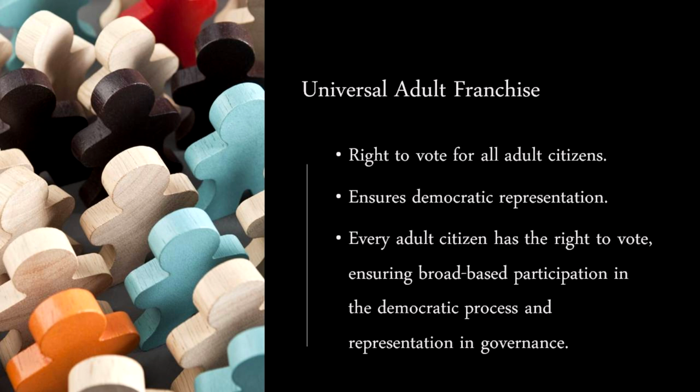Another feature is the universal adult franchise, the right to vote for all adult citizens. This ensures democratic representation. Every adult citizen has the right to vote, ensuring broad-based participation in the democratic process and representation in the governance. Not only do you have a right to vote, you also have the right to contest the elections. And therefore, you would have noticed that apart from the political parties which put up their candidates during the elections, you also have a number of independent candidates that contest the elections. You have the universal adult franchise of voting, of contesting, of electing, of getting elected. So, this is a feature of our Constitution that keeps this largest democracy of the world standing and functional in a very, very smooth manner.